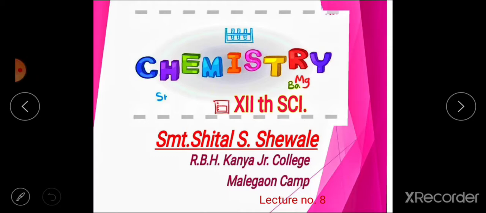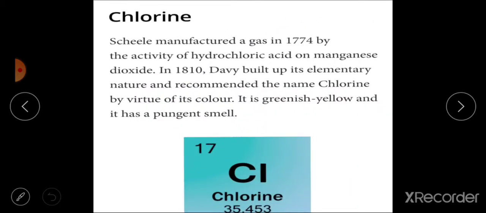In today's session, we will see chlorine and compounds of chlorine. Chlorine is the second member of group 17 elements, that is the halogen family. It was discovered by the Swedish German chemist Scheele in 1774 by the action of hydrochloric acid on manganese dioxide.